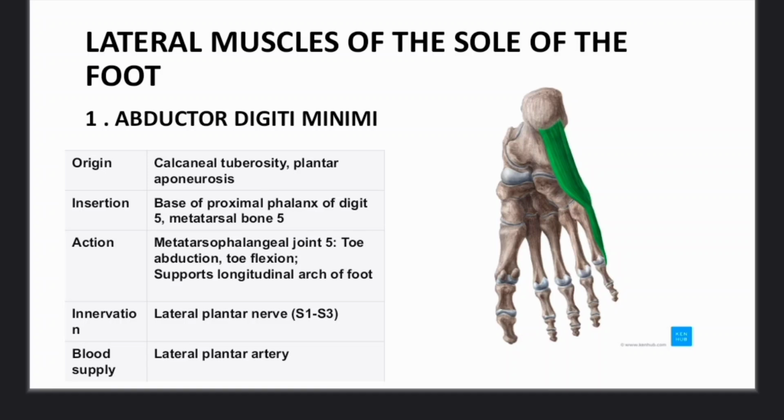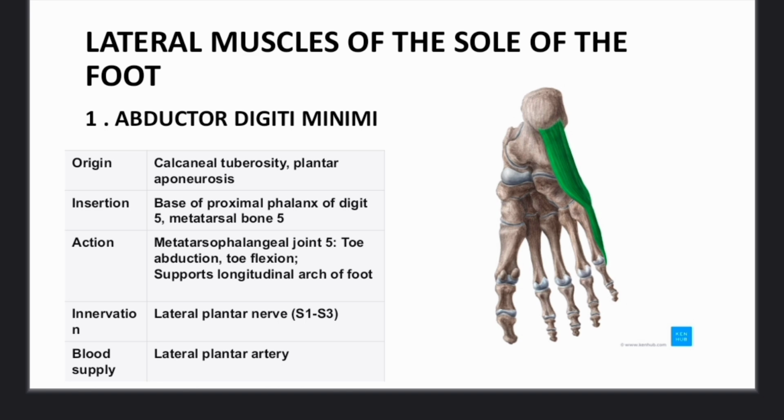This is the lower limb muscle series part 11. In today's video, we are going to learn about the lateral muscles of the sole of the foot. In the previous video, we discussed the central muscles of the sole of the foot. Today, we will cover the lateral muscles of the sole of the foot. This muscle group consists of abductor digiti minimi, flexor digiti minimi brevis, and opponens digiti minimi.